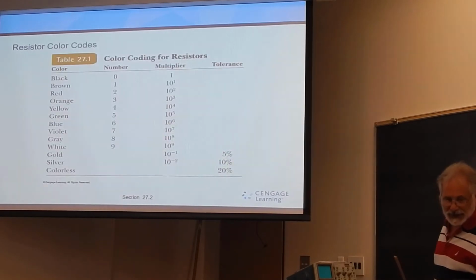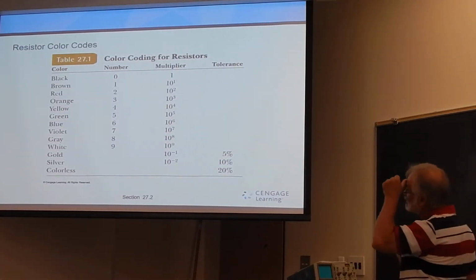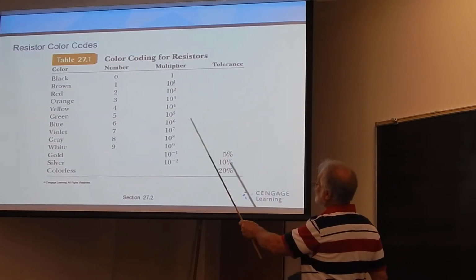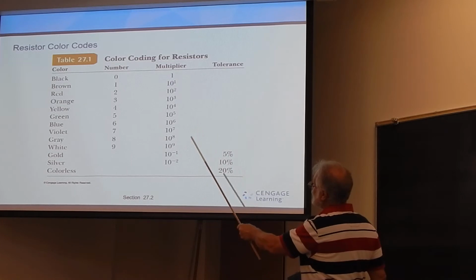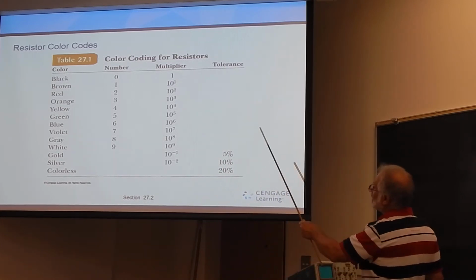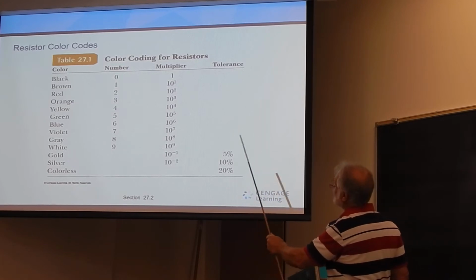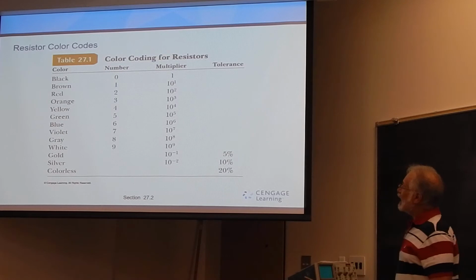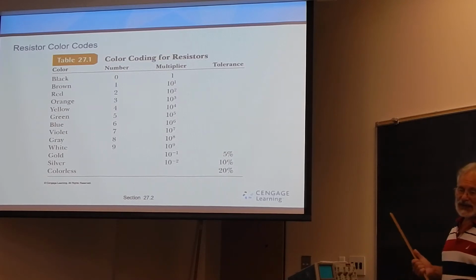There's also a resistor code, so that if you see black, the number represents 0, brown represents 1, etc., down the list. And of course the multiplier as well. Brown represents 10 to the first, red represents 10 squared, and so on and so forth. And so that's the way you would read a resistor.